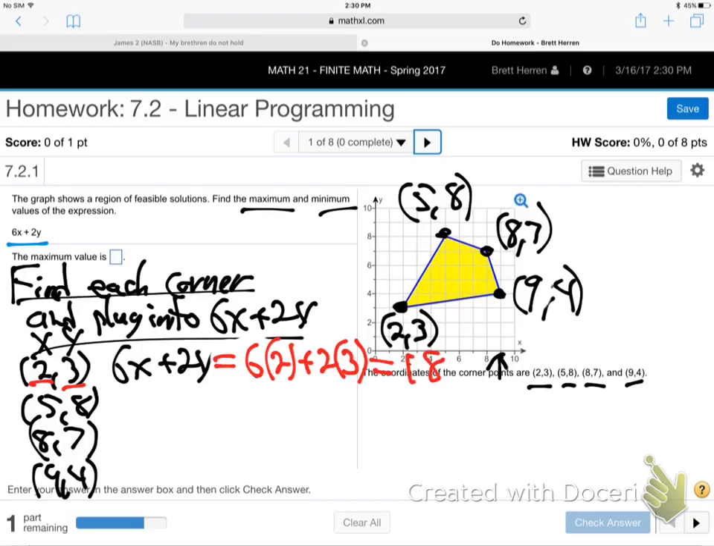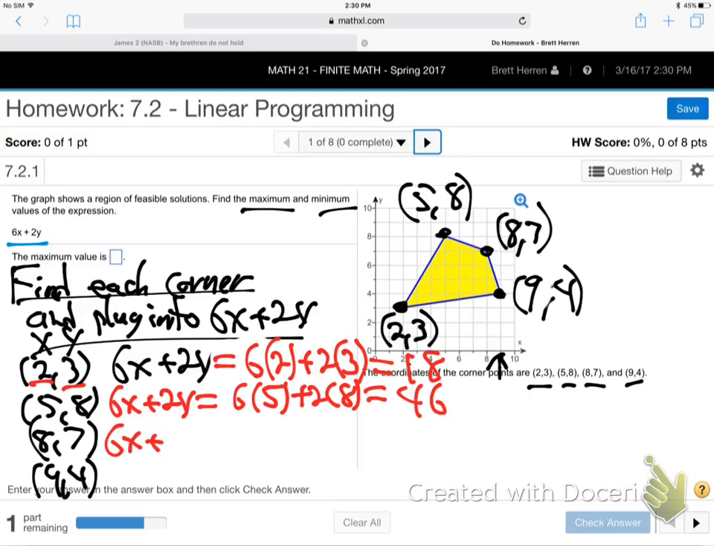Let's do the next one. 6x plus 2y again. 6 times the x, which is 5, plus 2 times the y, which is 8. What is that? 30 and 16, 46. Let me slow down for a minute. Does everybody see what I'm doing? I'm just plugging in for each of these x, y numbers. I'm putting the x in for x, and the y in for y, and just working it out.